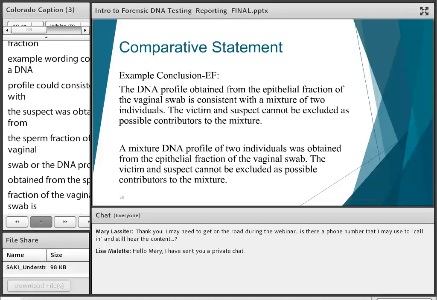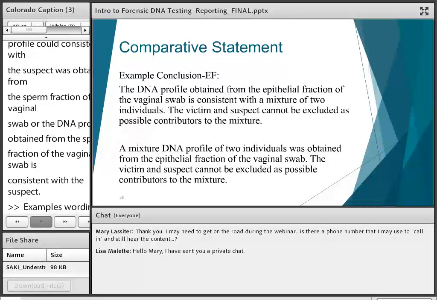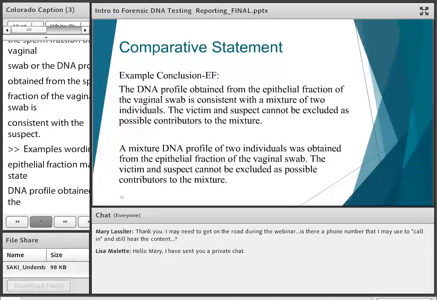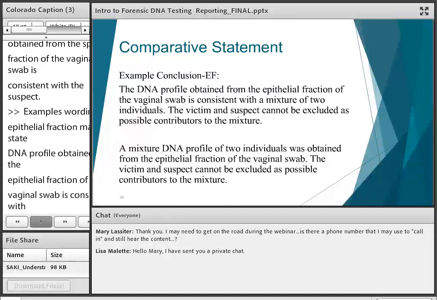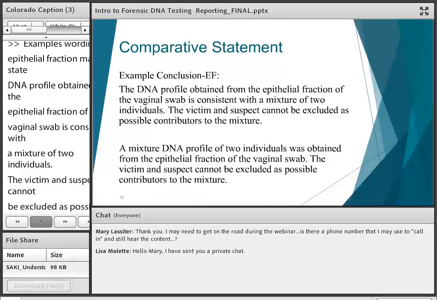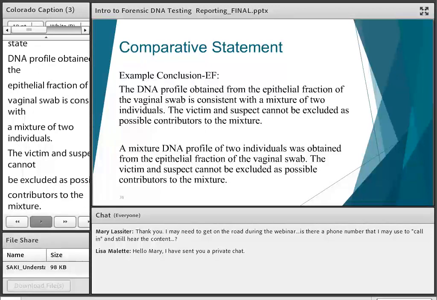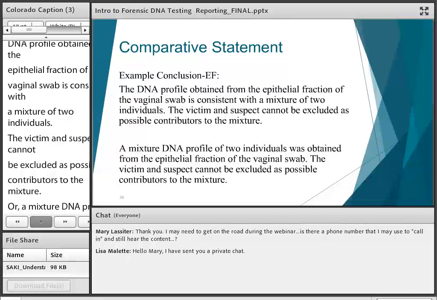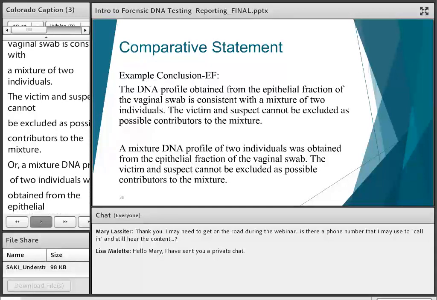Example wording for the epithelial fraction may state, the DNA profile obtained from the epithelial fraction of the vaginal swab is consistent with a mixture of two individuals. The victim and suspect cannot be excluded as possible contributors to the mixture. Or, a mixture DNA profile of two individuals was obtained from the epithelial fraction of the vaginal swab. The victim and suspect cannot be excluded as possible contributors to the mixture. So again, just slight variations of themes that mean the same thing.